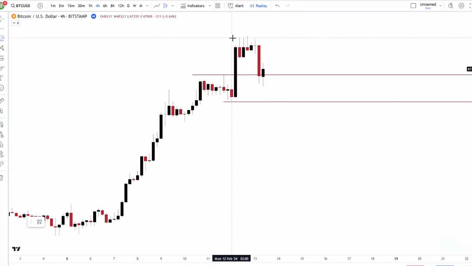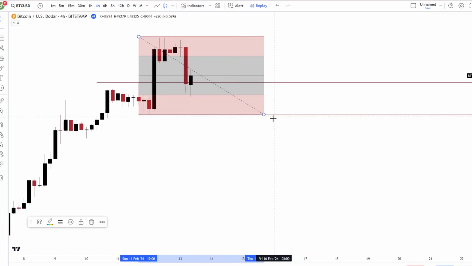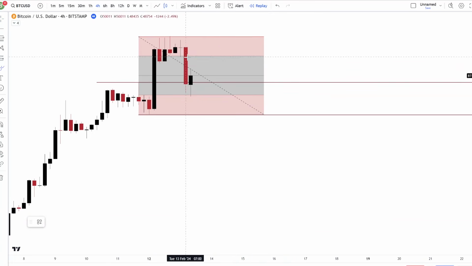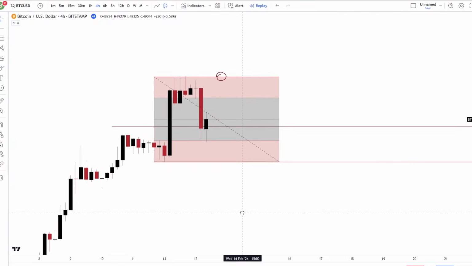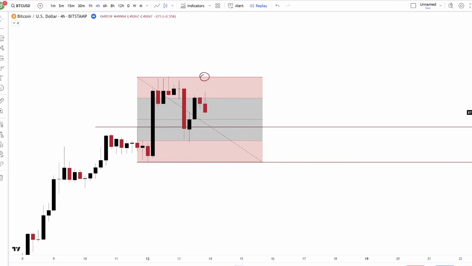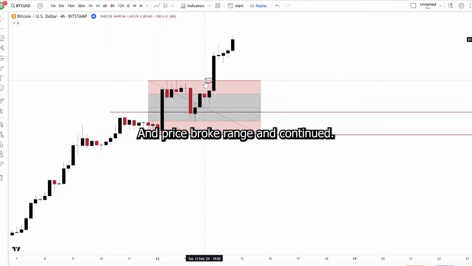Let's see if price comes back inside of this range. Price came back inside of this range. See if it will reach our level, and it did. So price did reach our discount level. So now where are we taking price? We're taking price back outside of the range. And price broke range and continued.